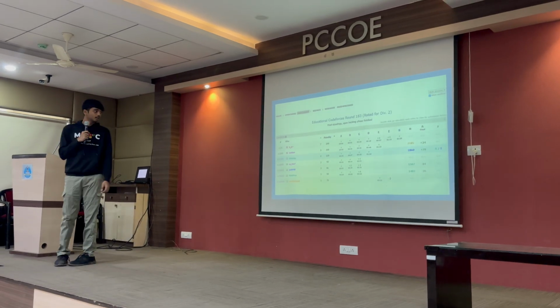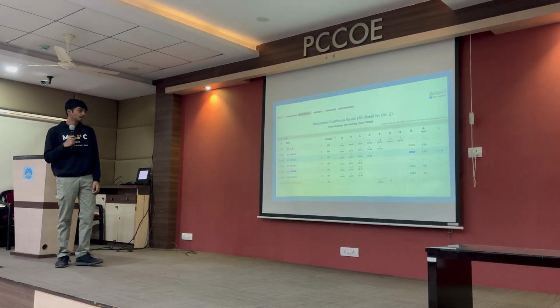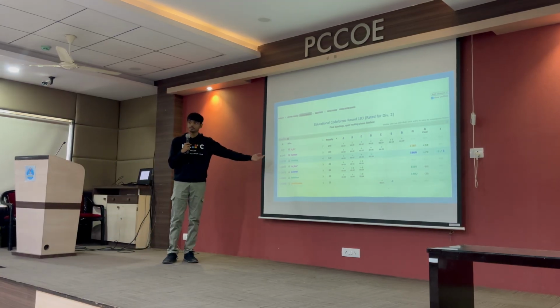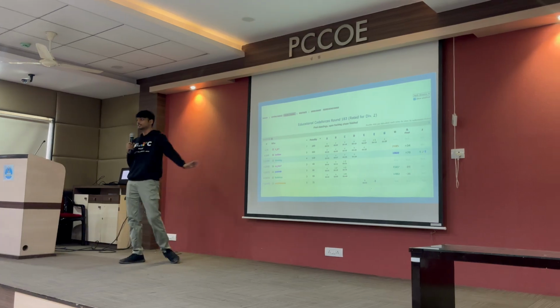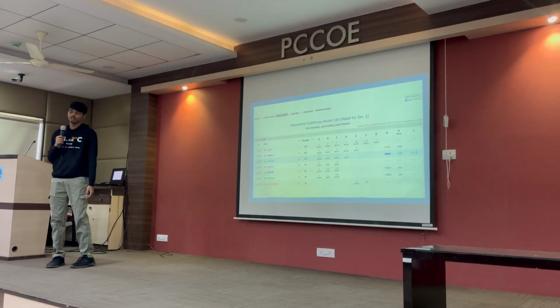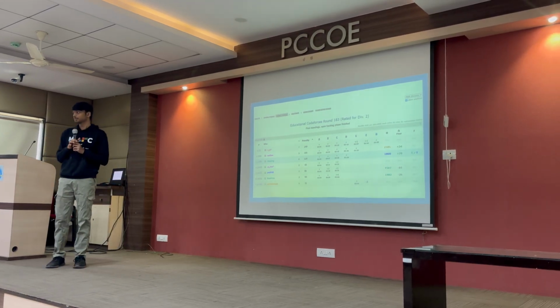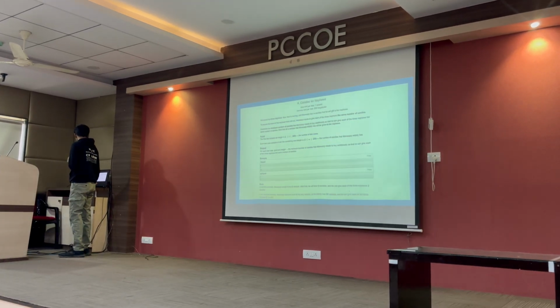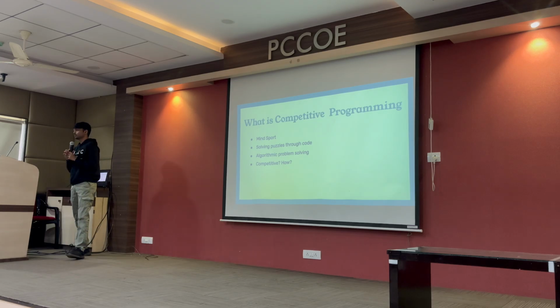How we will determine their ranks is basically done by seeing how many wrong submissions they have and how much less time they took to solve those problems. So this is the sport aspect of competitive programming.